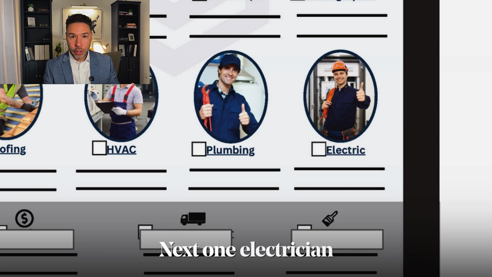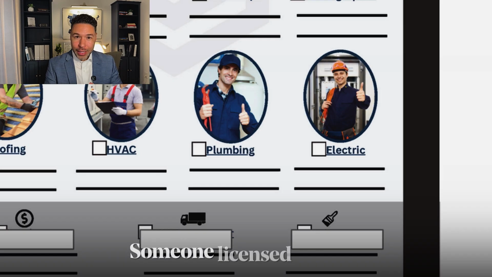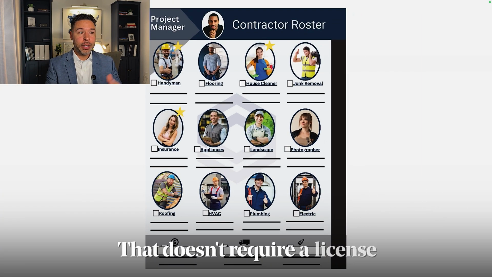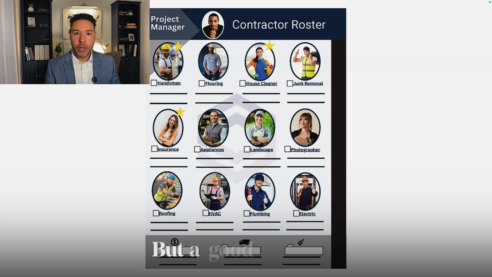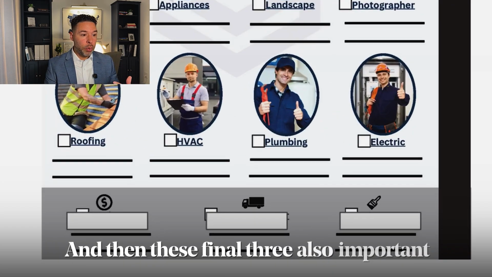Next one, electrician. Again, electric can be dangerous. Make sure you have someone licensed doing it. If you have a handyman who knows a little bit that doesn't require a license, that's always nice to have, but a good electrician, always nice to have. And then these final 3, also important.